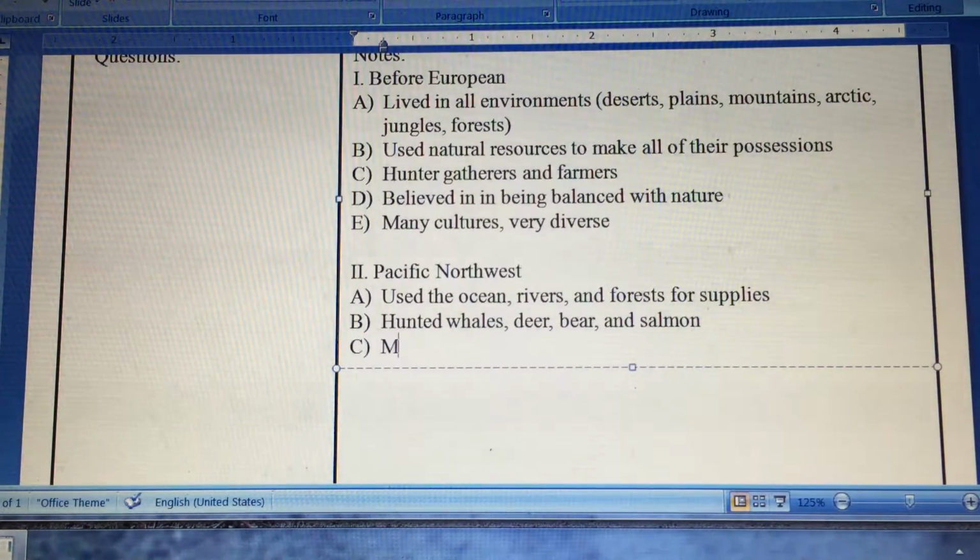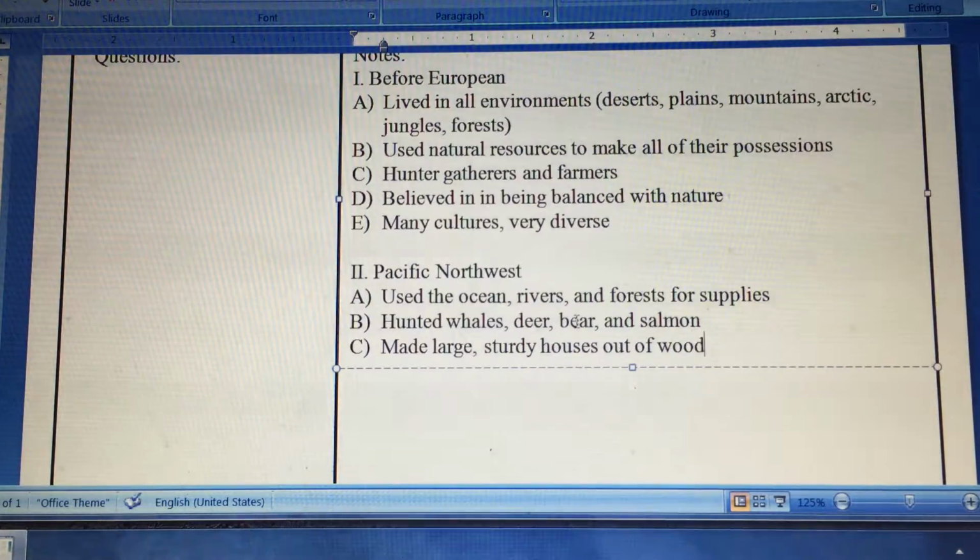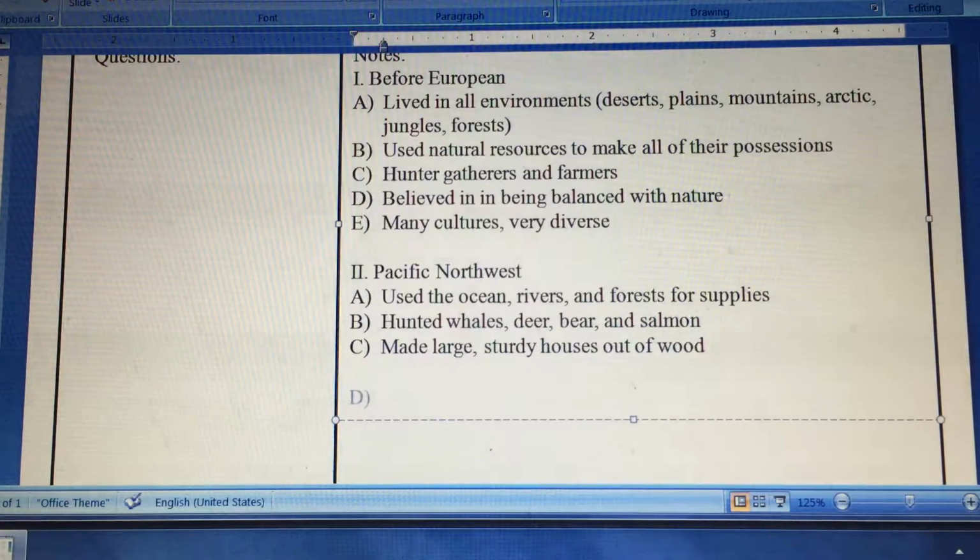Next point. Let's talk about how they lived, or what they lived in. So because there's a lot of rain in the Pacific Northwest, they were able to make these big houses out of wood. And they could use stone tools and cut up the trees, and make them into planks, and erect really large houses out of it. Okay? That's what we need to know about the Pacific Northwest for Native Americans.